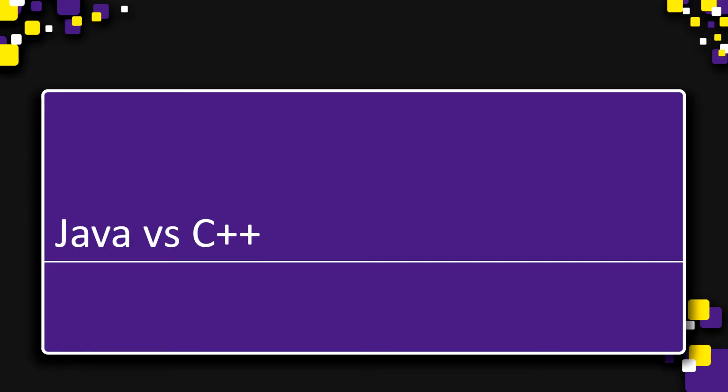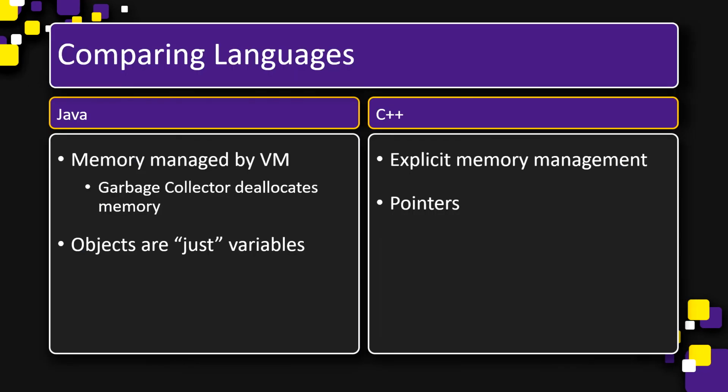So what else is different between Java and C++? Well, first of all, Java has memory managed by that JVM that we mentioned. A garbage collector will come and deallocate any memory that you're not currently using and not using in the future.